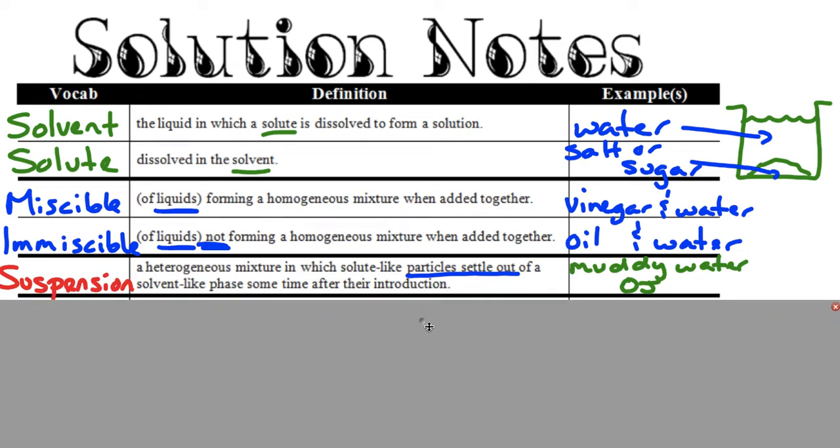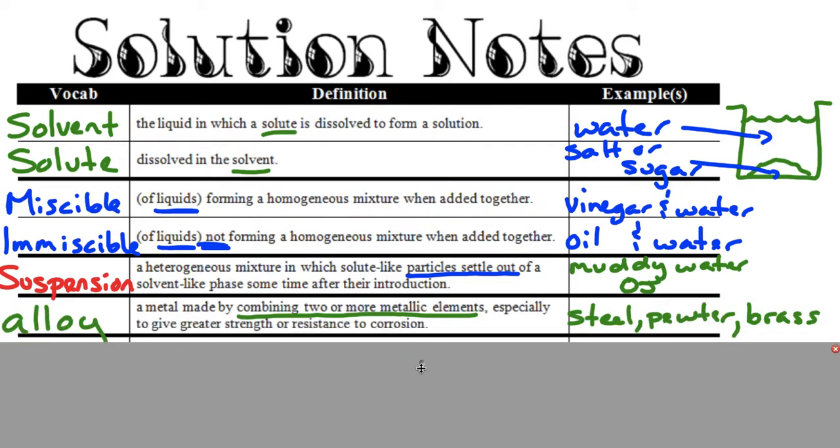Speaking of dissolving or not dissolving, something that looks like it dissolves is called a suspension. So it's a heterogeneous mixture, meaning that it's not actually all one solution, in which solute-like particles settle out of a solvent-like phase sometime after their introduction. So two great examples of that are muddy water or orange juice. Orange juice from a distance looks like it's all one thing. But we all know that if you come back the next morning, you will definitely see that settling out, right? So those are large particles or solute particles that are actually just being suspended in the solvent, but over time it will all settle out. So that's called a suspension.